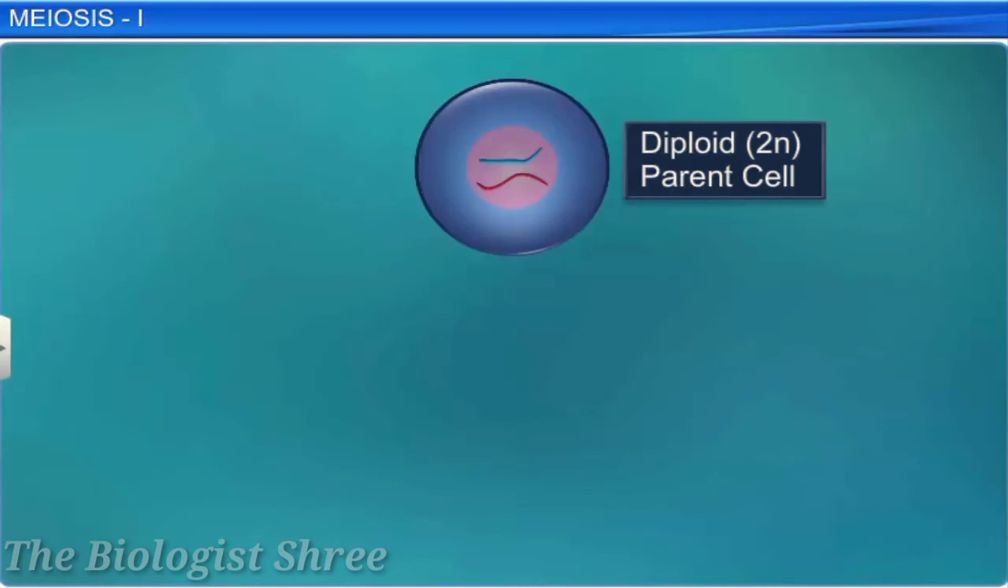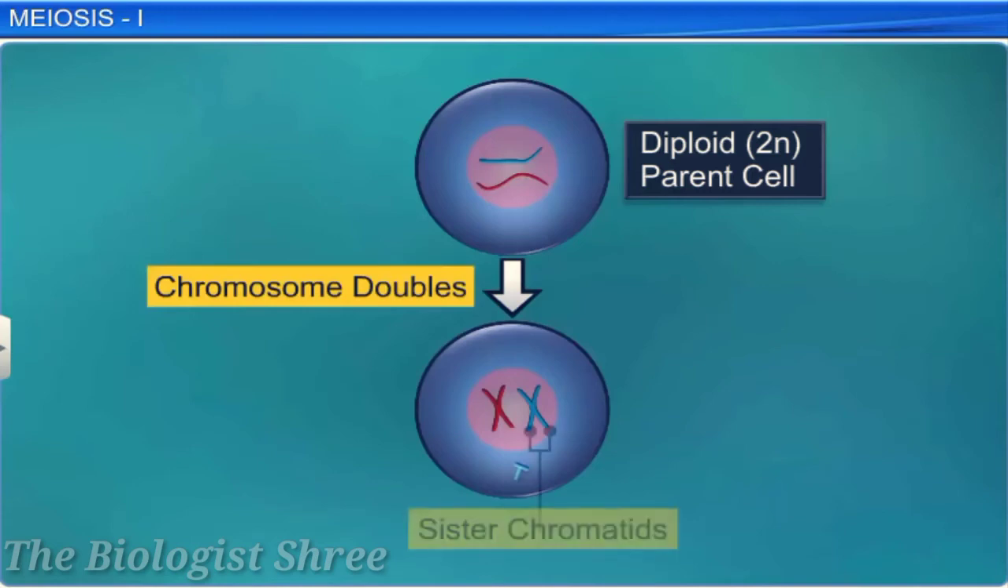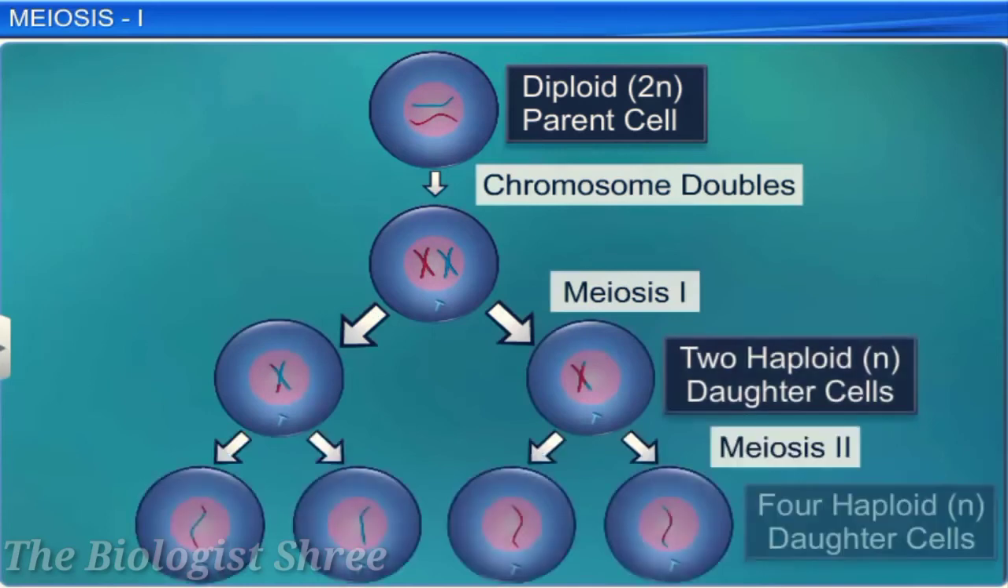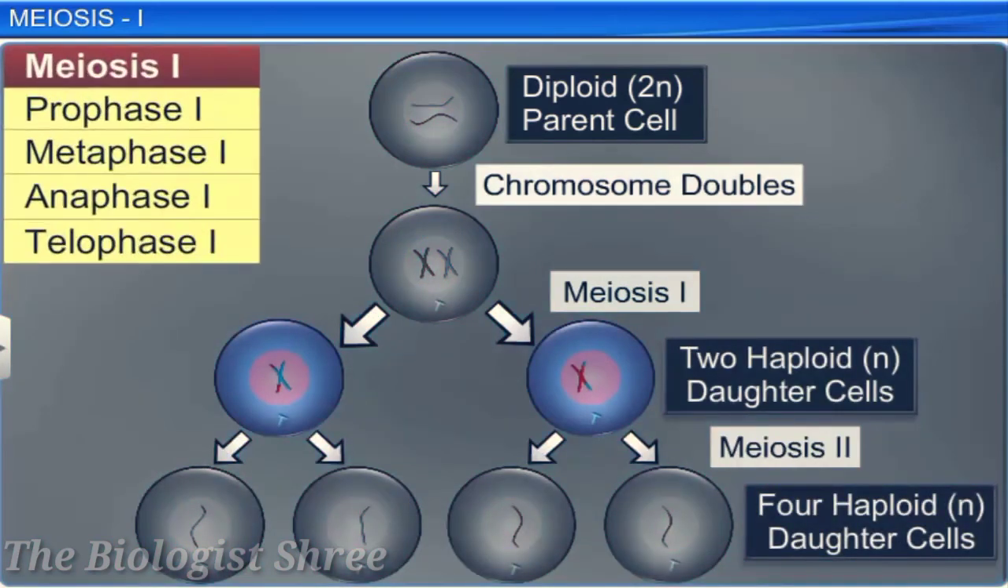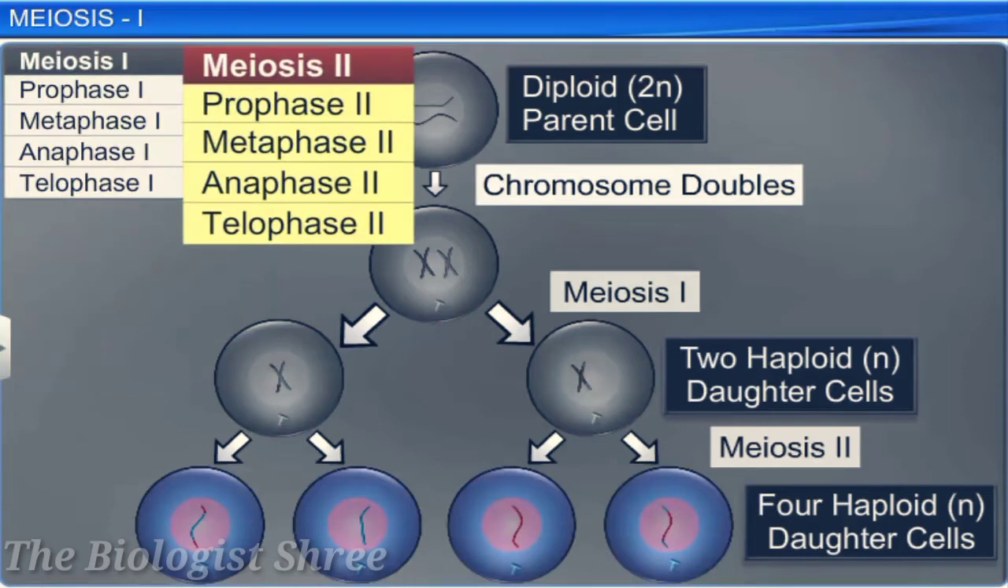Meiosis, like mitosis, is also preceded by an interphase stage, during which DNA replicates and each chromosome doubles to consist of two identical strands of DNA. Meiosis consists of two cell divisions, namely meiosis I and II. Meiosis I is divided into four stages: prophase I, metaphase I, anaphase I, and telophase I. Similarly, meiosis II is divided into four phases: prophase II, metaphase II, anaphase II, and telophase II.